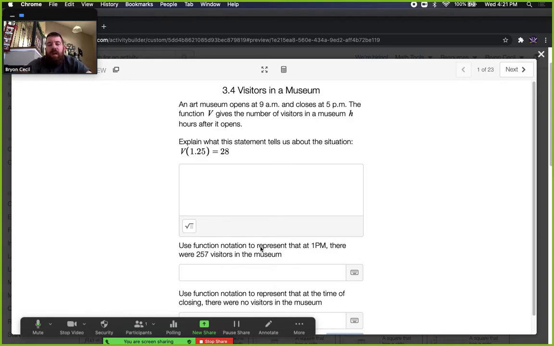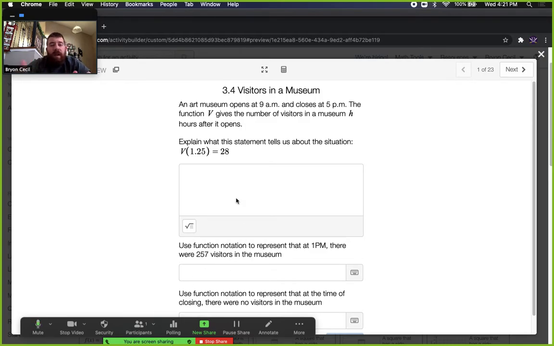This is lesson 4.4, and we're going to start off by looking at the cool down from the last lesson. It starts with an art museum that opens at 9 a.m. and closes at 5 p.m. The function v gives us the number of visitors in the museum h hours after it opens. Explain what this statement tells us about the situation.